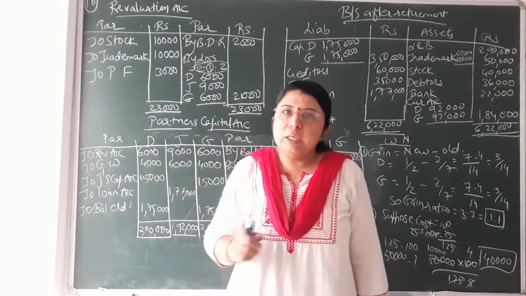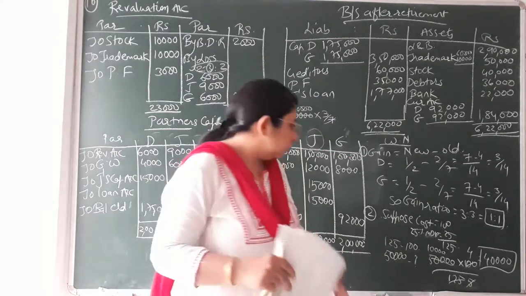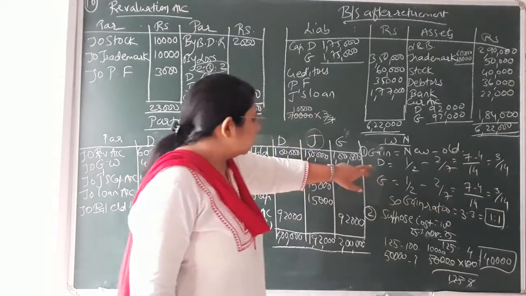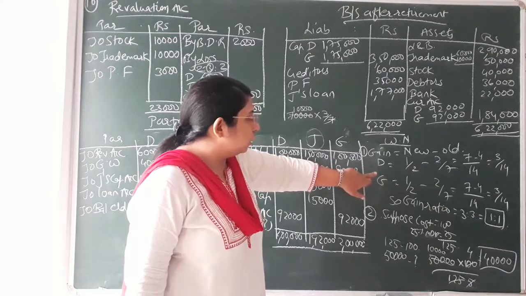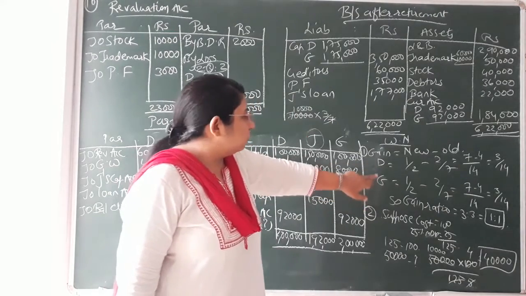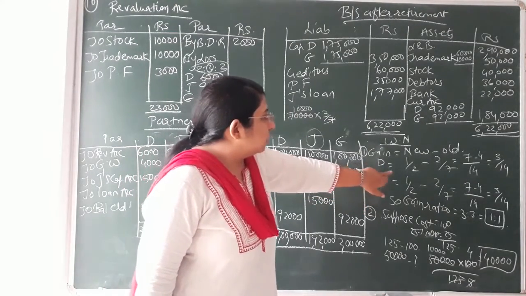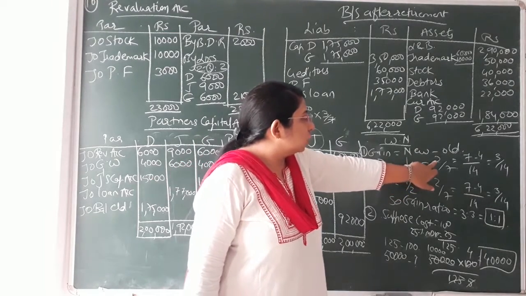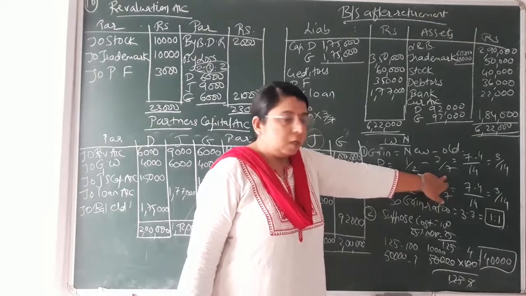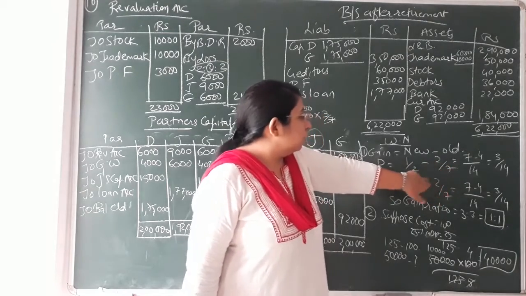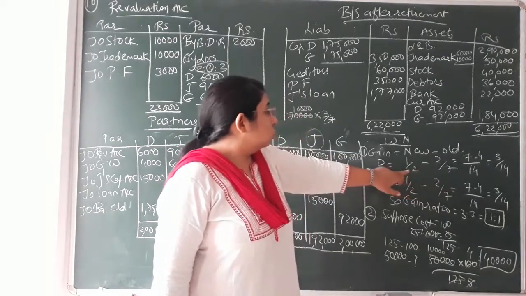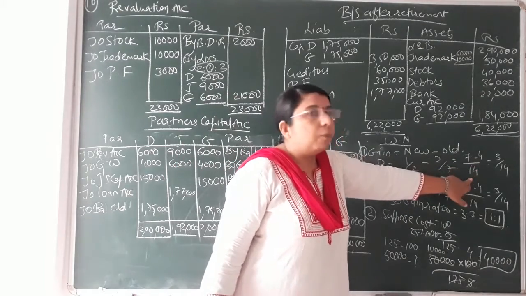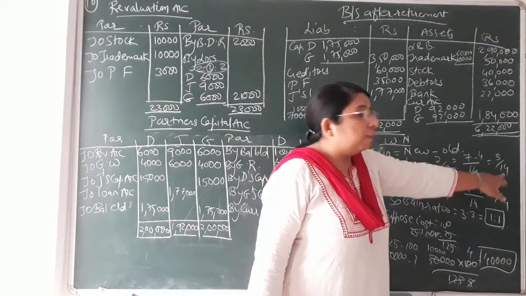So we have to find the gaining ratio. How to find the gaining ratio? You know it: new share minus old share. Now the gaining share would be of only the two remaining partners, that is D and G. D's new share is 1:1, so it would be 1 by 2, minus the old share of 2 by 7. The LCM we will take as 14. So 2 7s are 14 and 7 2s are 14. So 7 minus 4 upon 14 would come to 3 by 14.